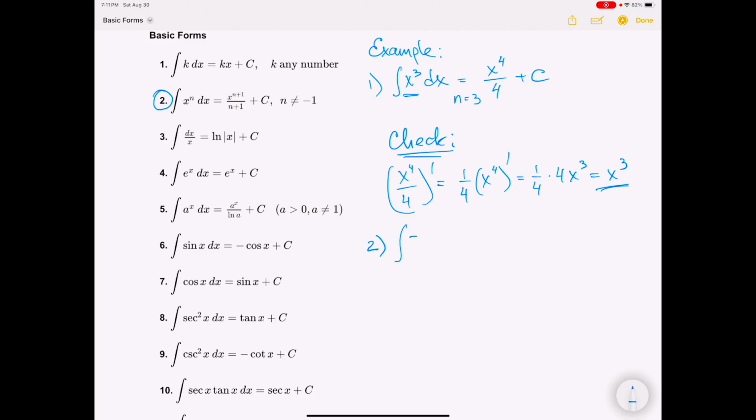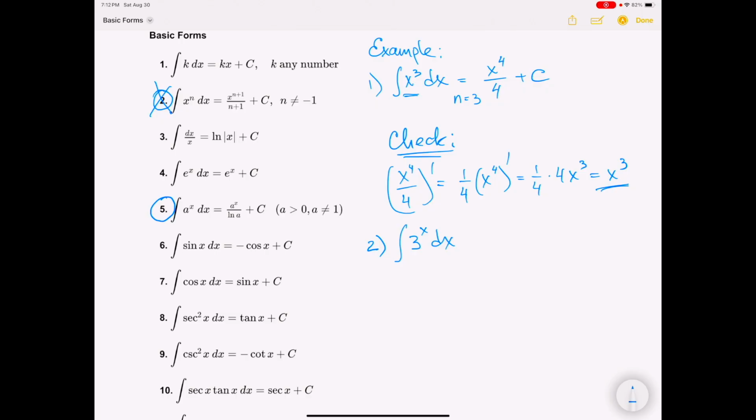Let's integrate 3 to the x dx. The only difference between example 1 and example 2 is that I changed the base from being a variable and the exponent being 3 to the base being a constant and the exponent being a variable x. I can no longer use a power rule. I have to use an exponential function rule.